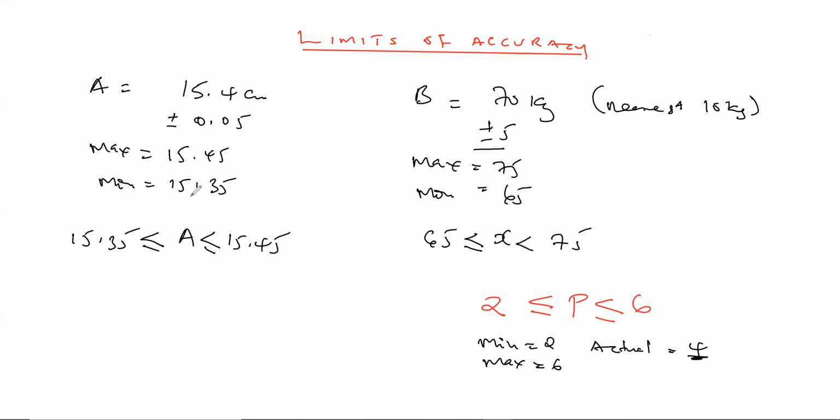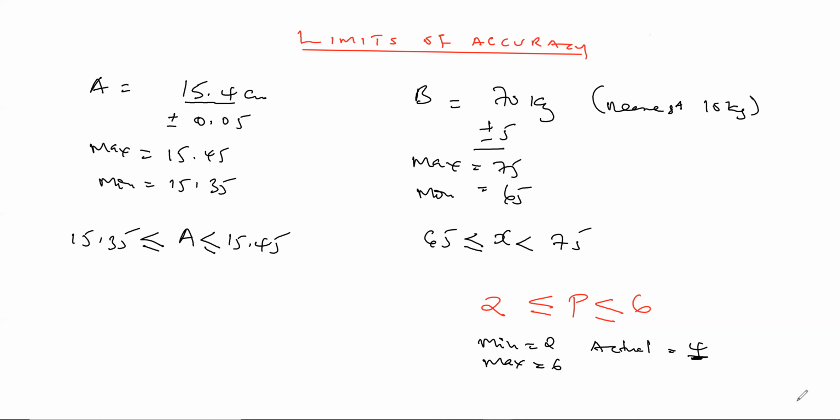It's just like even these other questions. If you want to get the actual value of A, which is 15.4, you'll say 15.35 plus 15.45, then divide by 2. That will give you 15.4, this 15.4 we have here. If you want to get this 70, you'll say 75 plus 65, then divide by 2. It gives you the 70. So from this, we have to learn that we can get a maximum, we can get a minimum, and we can get an actual value from this statement here. So that's the first part on limits of accuracy.